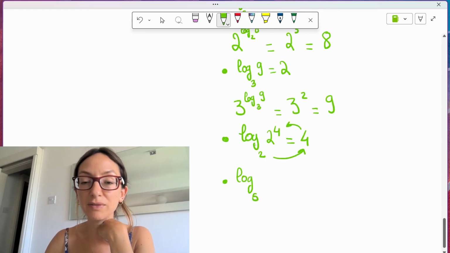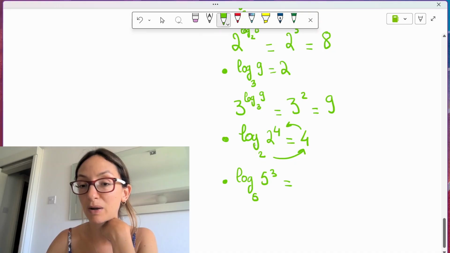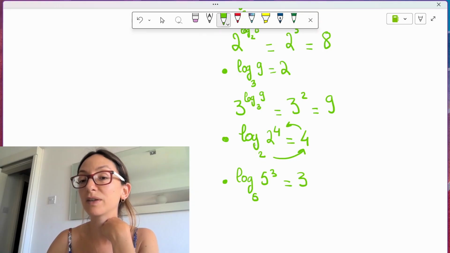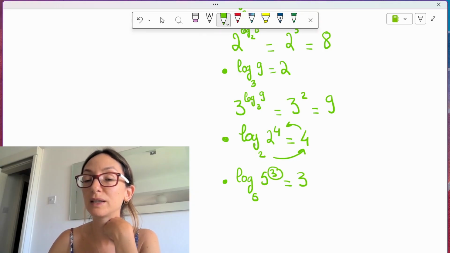Log base 5 of 5 to the power of 3. 5 to the power of what is equal to 5 to the power of 3? That is just equal to 3. So again, the log base 5 and the 5 cancel and we're only left with the power.